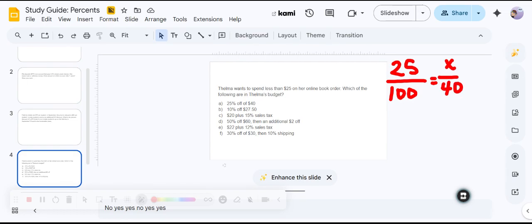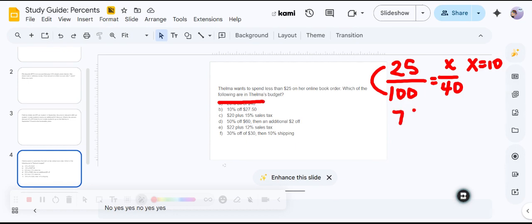We solve it. You can do L method. You could recognize that we're just dividing by 4 to get from the whole amount to the part. Whatever. x is equal to 10. So that's our discount. If we do the original amount, $40, minus our discount, 10, that gets us 30. That is not less than 25, so A is not going to work.